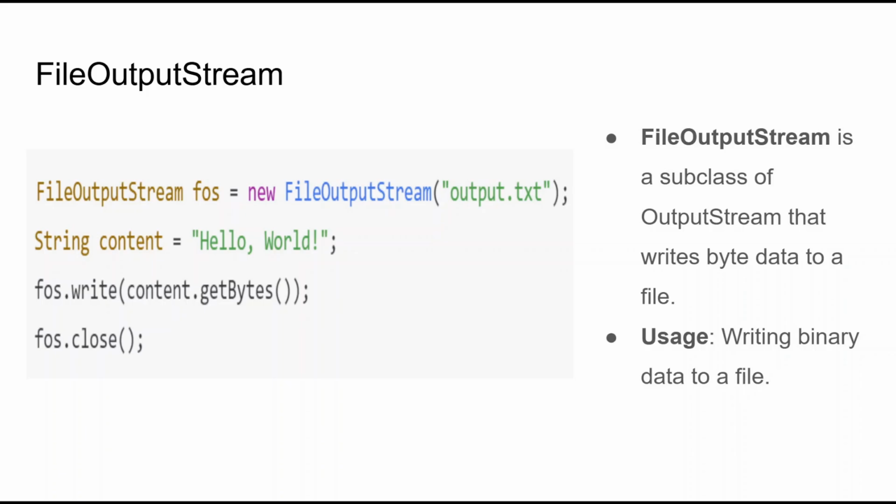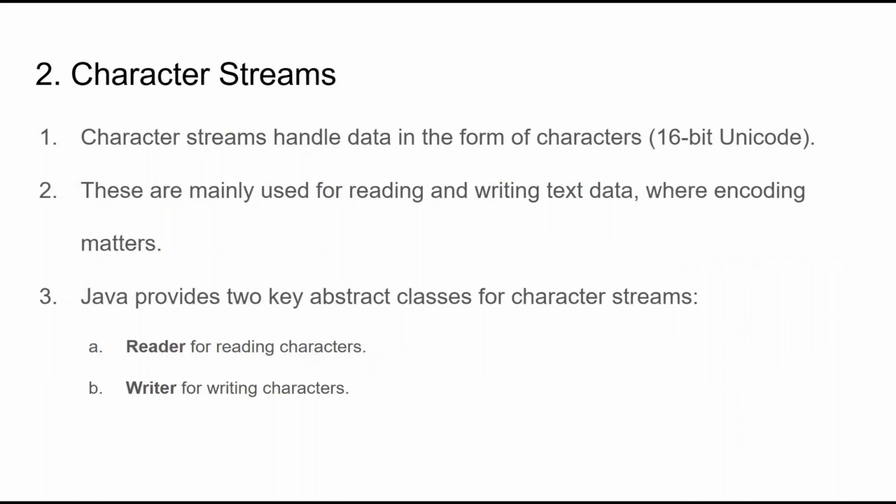So FileOutputStream is a subclass of OutputStream that writes byte data to a file. Usage is writing binary data to a file. Here I'm writing character data, but any data, whether it may be a video, images, any format of data, we are able to write it. So this is the first part, that is the byte stream.